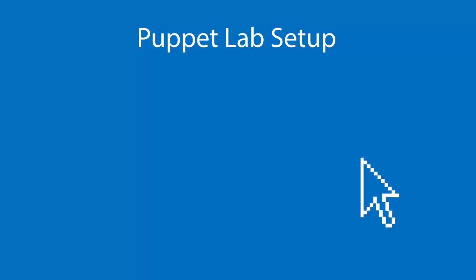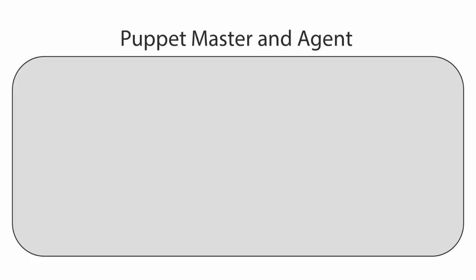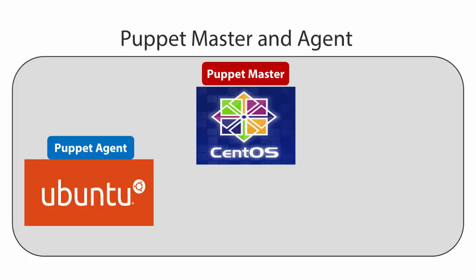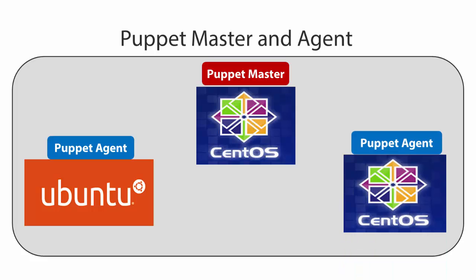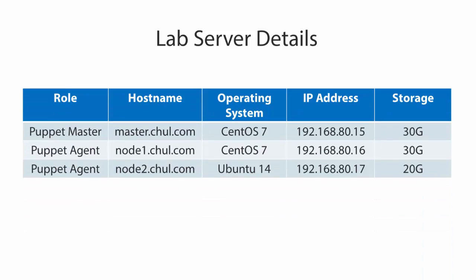Puppet lab setup. For this course, I will use one Puppet Master and two Puppet Agents. For the Puppet Master, I will use CentOS 7. For the Puppet Agents, I will use Ubuntu 14 and CentOS 7 as well. For the lab servers, the master and agents will have this kind of information: hostname, operating system, IP address, and storage.